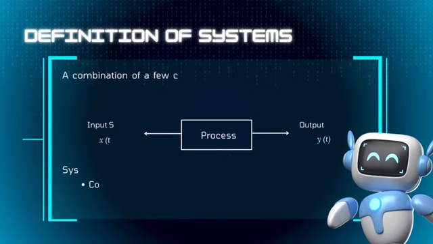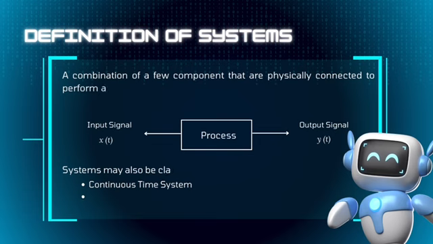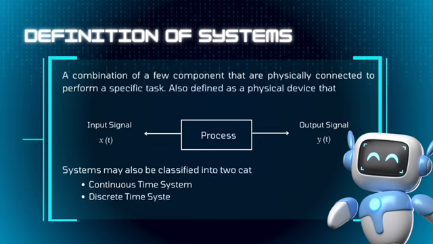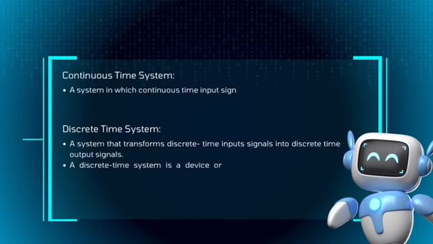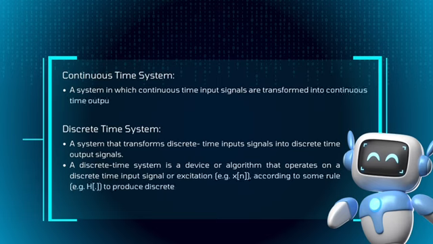Next is systems. What is systems? System is a combination of a few components that are physically connected to perform a specific task, also defined as a physical device that performs operation on a signal, as shown in the diagram below. Systems may also be classified into two categories, which is continuous time system and discrete time system. Continuous time system is a system in which continuous time input signals are transformed into continuous time output signals. Meanwhile, discrete time system is a system that transforms discrete time input signals into discrete time output signals.